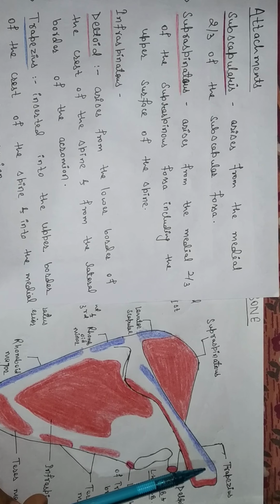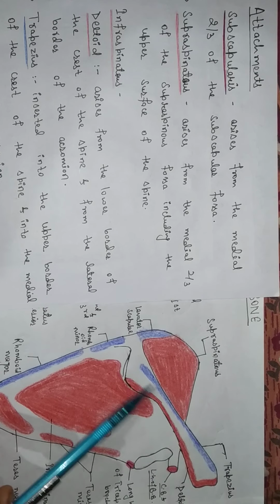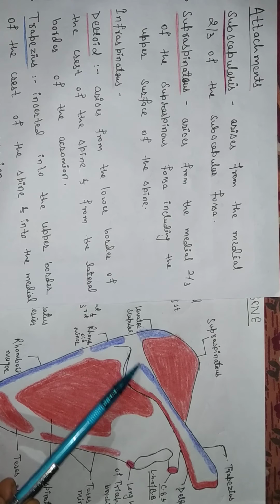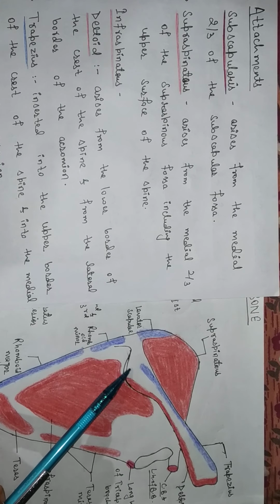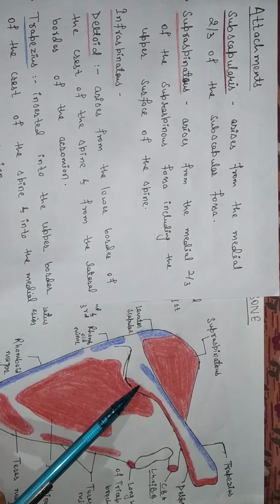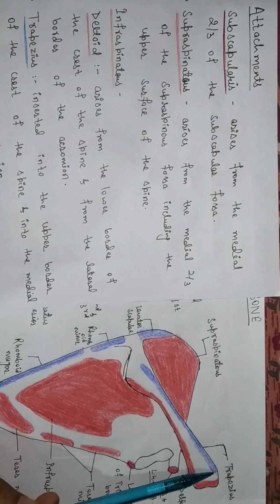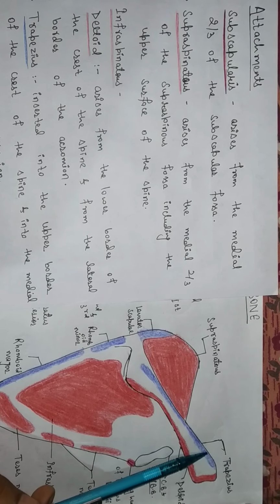So, after that, trapezius. Trapezius is inserted into the upper border of the crest of the spine. This is the spinous process. Upper border of the crest of the spine and into the medial border of the acromion. This is the medial border of the acromion.